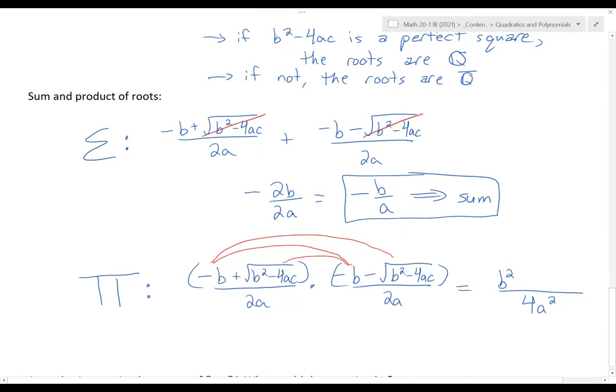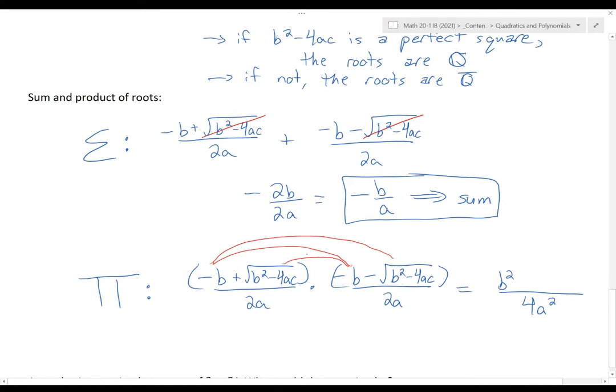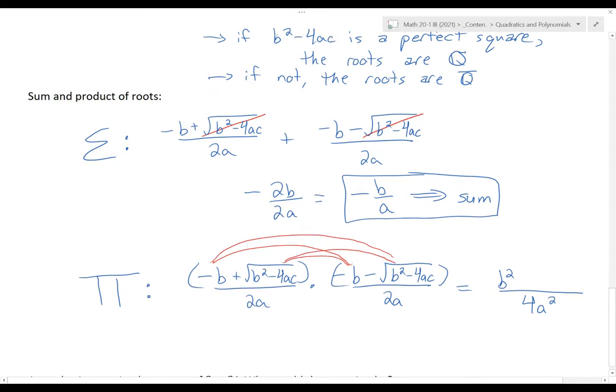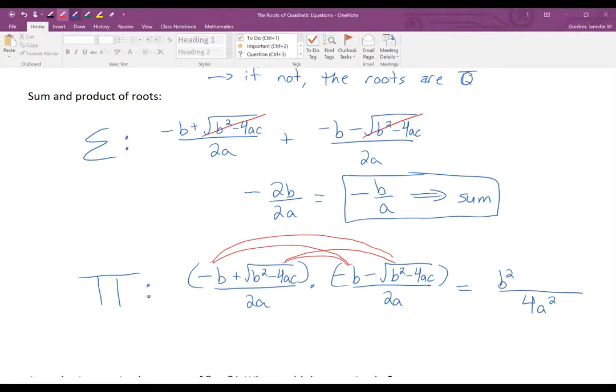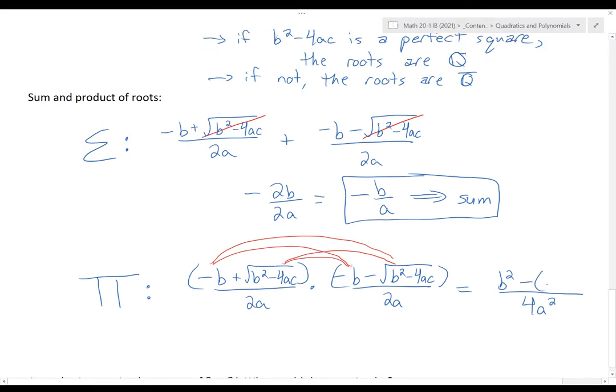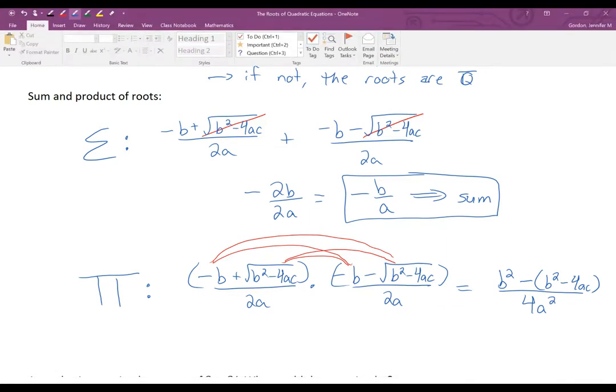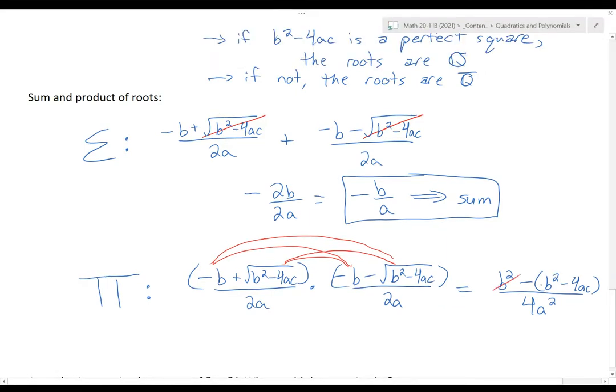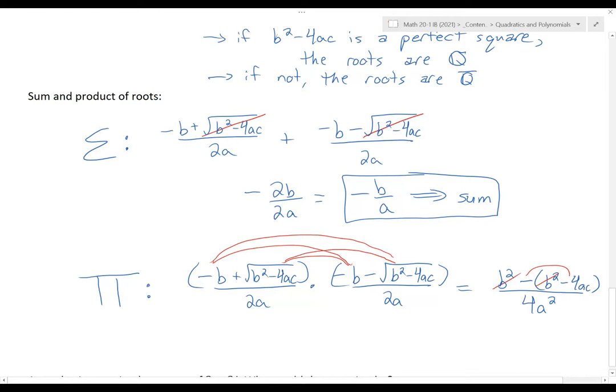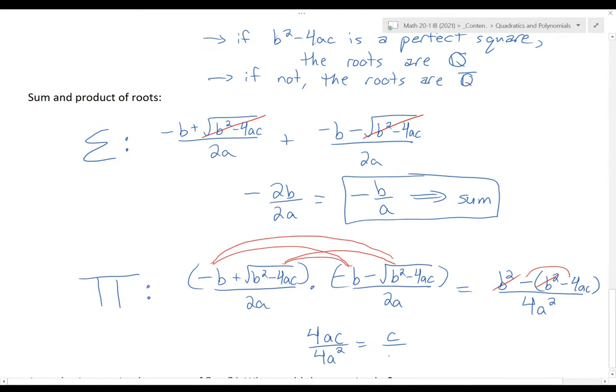When I multiply the outside and inside terms, these two and these two, I get opposites. One is positive, one is negative, so they cancel. And when I multiply the two square roots together, I just get the discriminant, and it's minus b squared minus 4ac. So b squared minus b squared goes away. Minus negative 4ac becomes 4ac all over 4a squared, which simplifies to c over a. So that is always the product of the two roots.